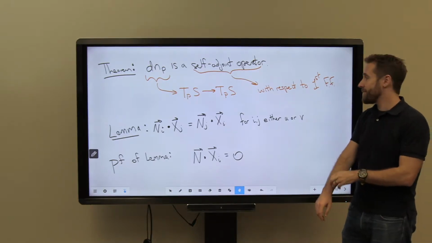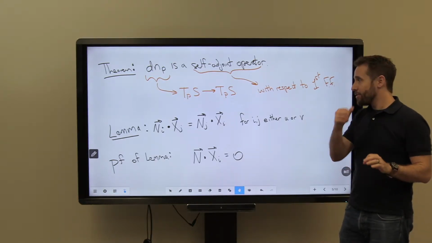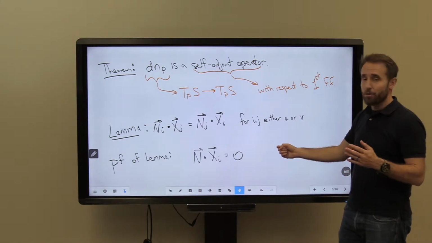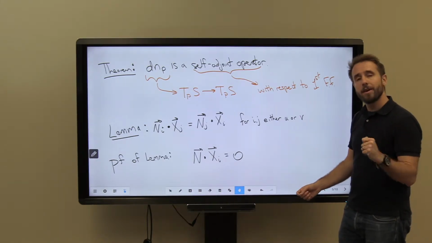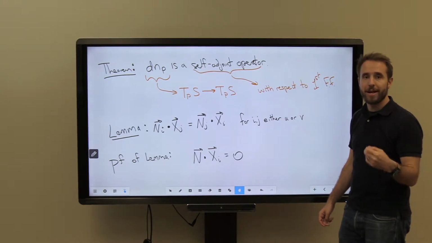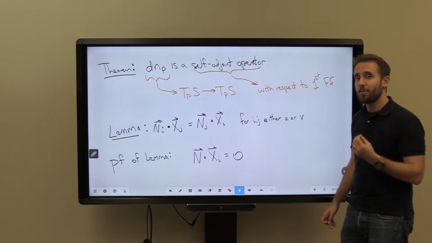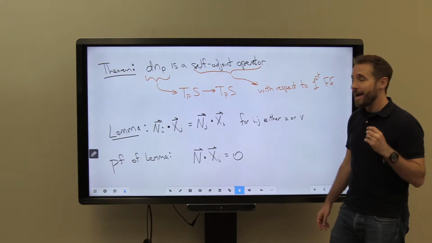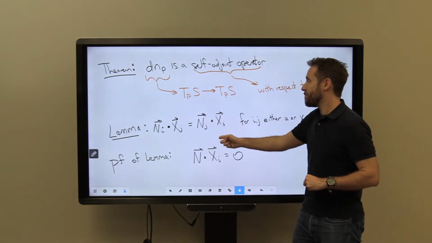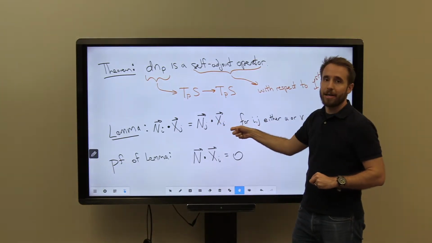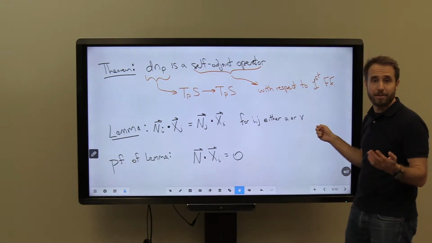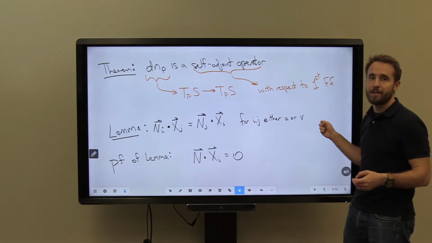So the lemma that we're going to use is that for any parameterization x, with its corresponding tangent vectors x sub u, x sub v, and its corresponding normal vector, capital N, we have that n sub i dotted with x sub j is equal to n sub j dotted with x sub i, where here i and j are standing in for either our usual coordinate partial derivatives, u or v.